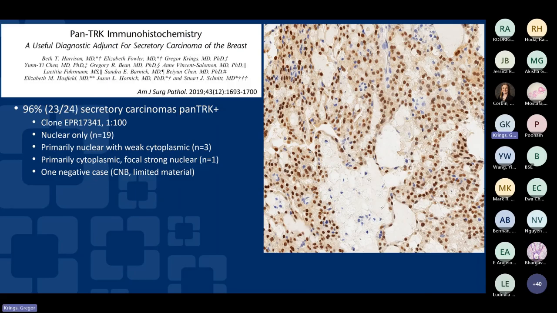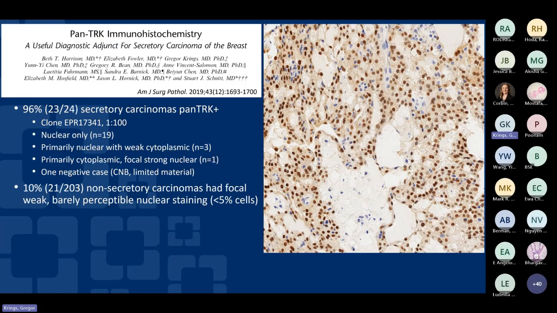Now, given that the fusion does cause aberrant localization in the nucleus of the chimeric TRK protein, this can be harnessed using immunohistochemistry as a diagnostic aid. So this is a study from years ago where 20 secretory carcinomas were stained with an antibody that detects all three of the TRK proteins. And as you can see, 23 of the 24 tumors were positive, meaning that they showed exclusively or primarily nuclear staining. There was only one negative case, and this was a core biopsy with very limited material.